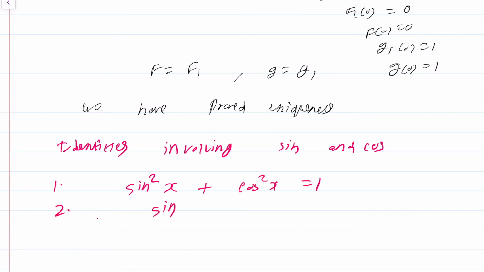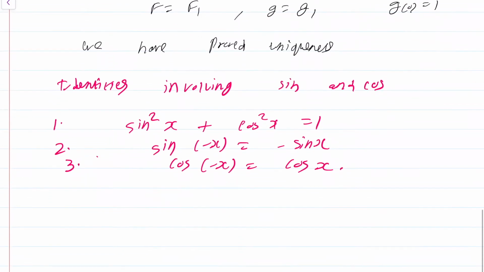Number 2, sine of minus x is equal to minus sine x. And number 3, cos of minus x is equal to cos x. These two follow immediately from the power series. It's an interesting exercise to forget the power series expansion of sine and cos and try to prove this directly from the fact that sine and cosine are a pair of functions that satisfy: the derivative of sine is cos and the derivative of cos is minus sine. But from the basic properties, you can also prove 2 and 3.